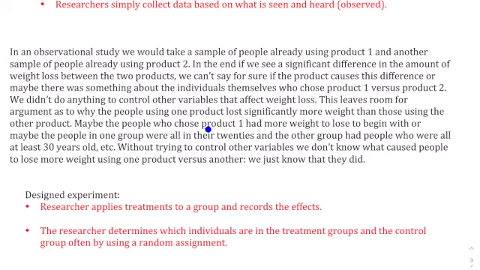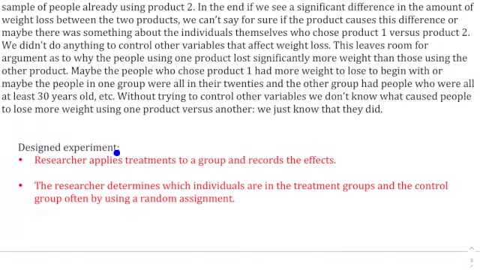Maybe the people who choose product 1 have more weight to lose to begin with, or maybe the people in one group were all in their 20s and the other group had people who were all at least 30 years old, etc. Without trying to control other variables, we don't know what caused people to lose more weight using one product versus the other. We just know they did. So it's very important when you do something like an experiment, you actually set up some parameters. By just looking at it, you don't know what happened to certain groups.